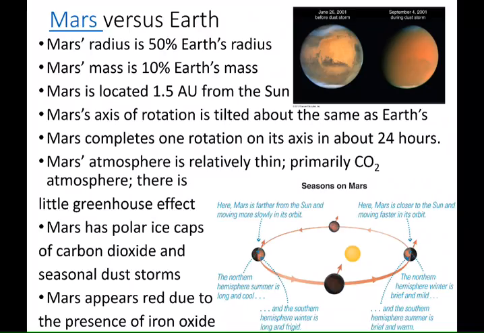Where is Mars relative to Earth? Right next to it, yes. Is it closer to the sun or farther from the sun? Farther from the sun, perfect. Mars is a very busy place.